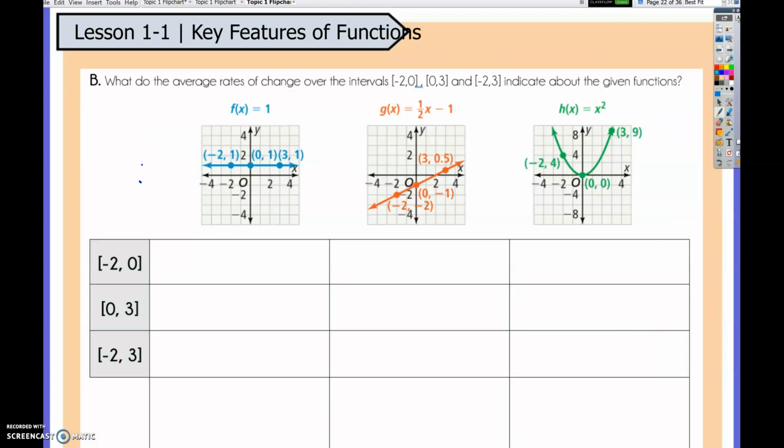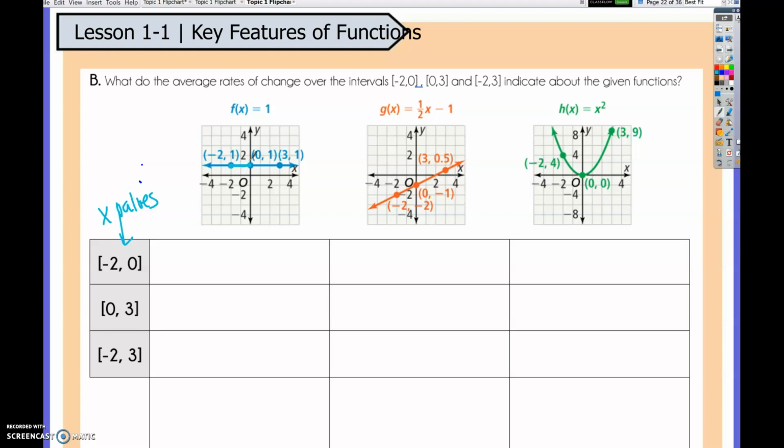For part B, we want to find the average rates of change, so essentially the slope, over the given intervals for each of the functions. So from negative 2 to 0, remember these are the x values of the function. So on this graph, we look at negative 2 to 0, the average rate of change. So we can kind of tell the slope there right off the bat is going to be 0.